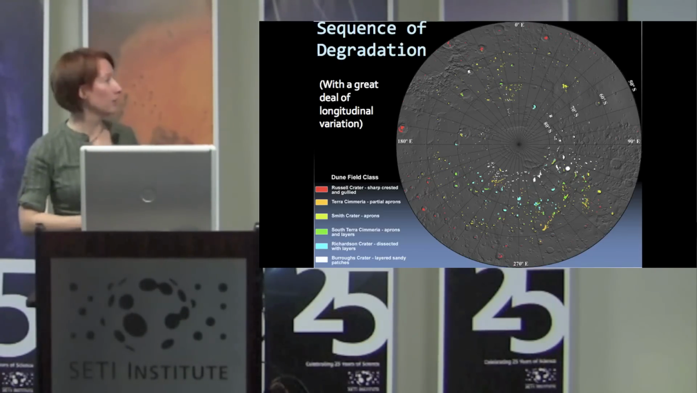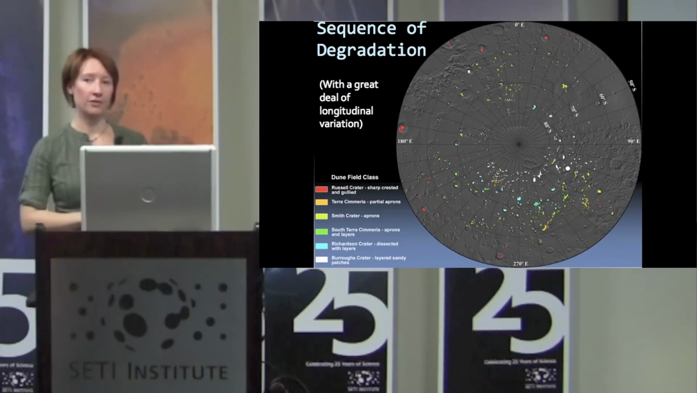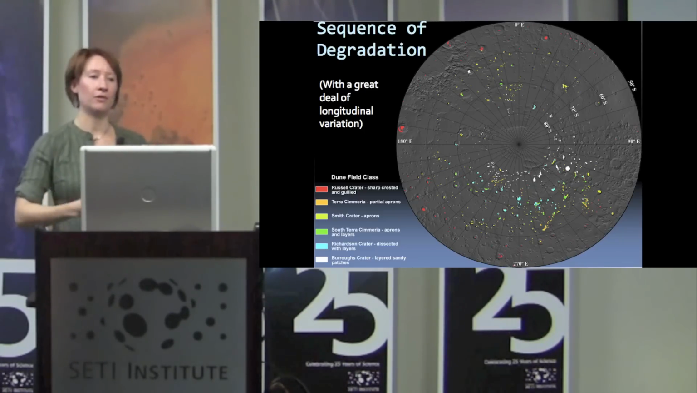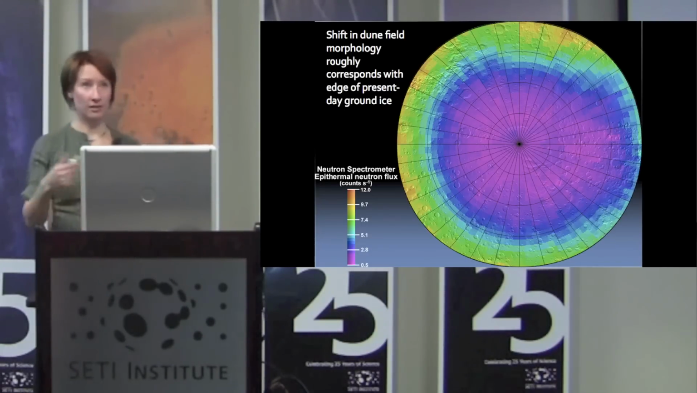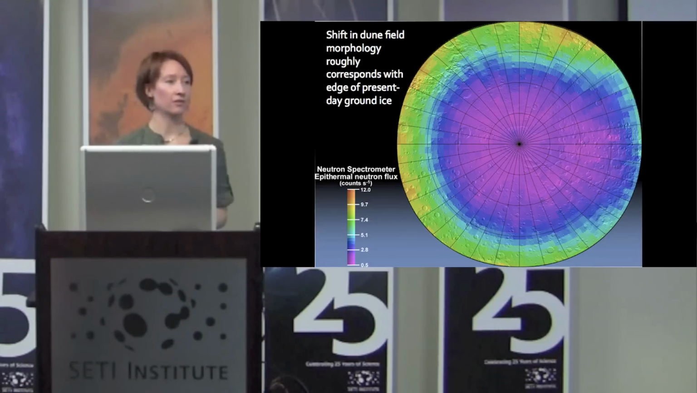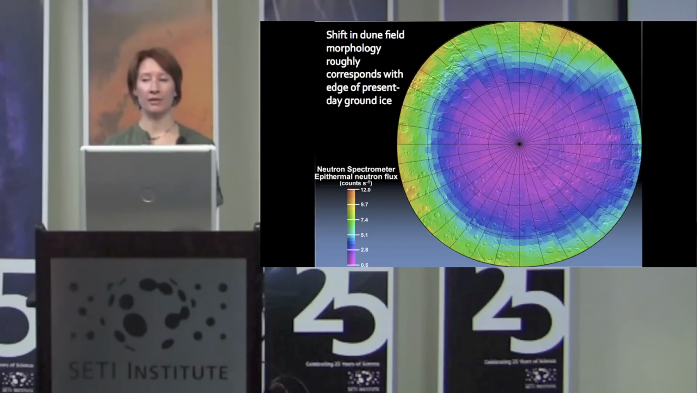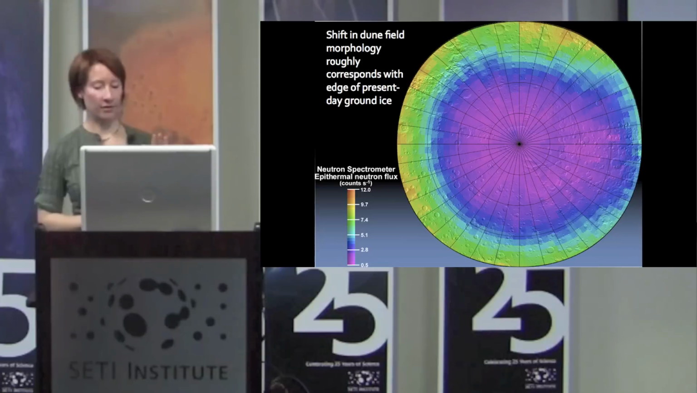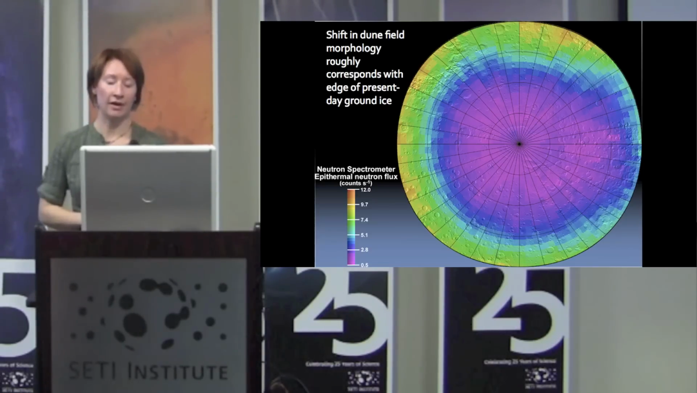The dunes are small. At about 60 degrees south, which is this ring right here, things change from red to all the other colors. That's the dividing line between dunes that look like they might be active today and those that show some kind of degradation. And it happens to correspond, incidentally, with the edge of the known ground ice. So basically, poleward of 60 degrees south, the ice is saturated, or the ground is saturated with water ice. So what we think is going on is the dunes are stabilized by ground ice.